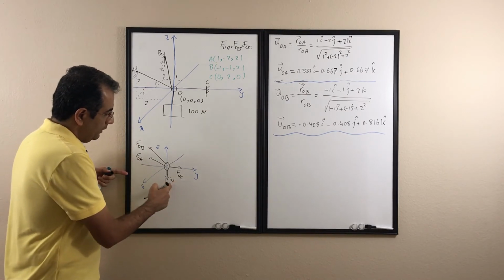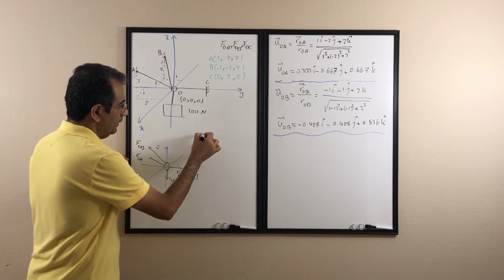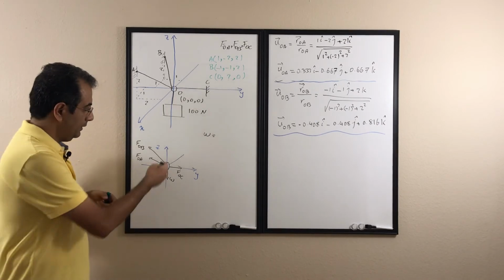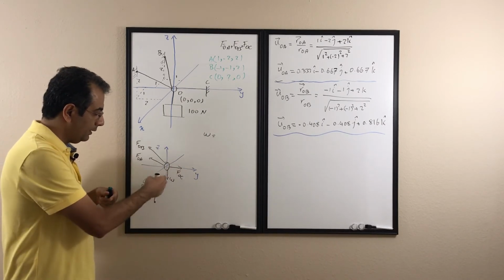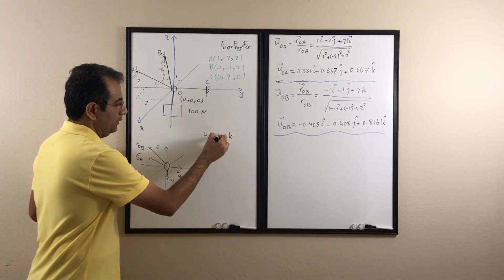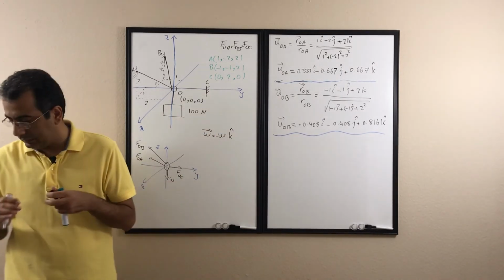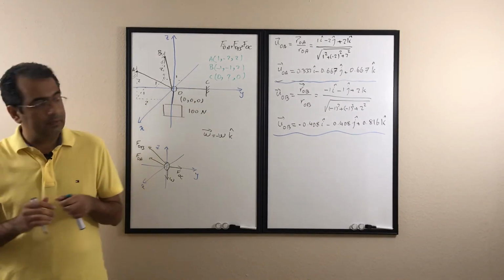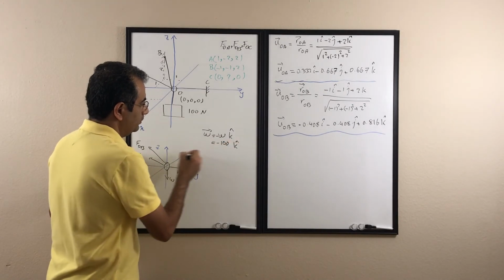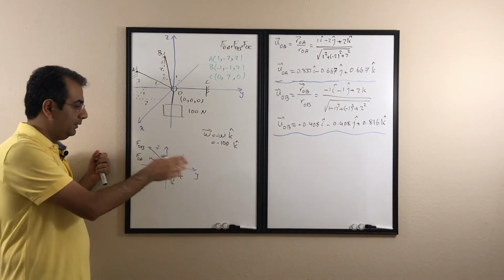I start with W and FOC because these two are easier. If I want to write W in Cartesian form, it is very simple. It doesn't have any X component or Y component, it only has a Z component. So it's going to be W = -W K, which is minus 100 Newton K, because it only has the K component.